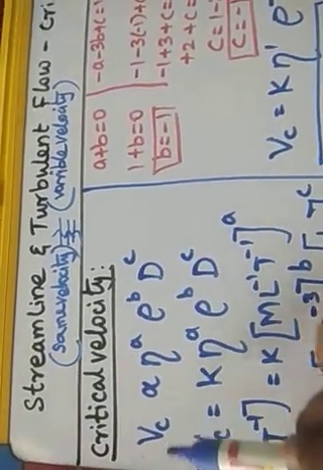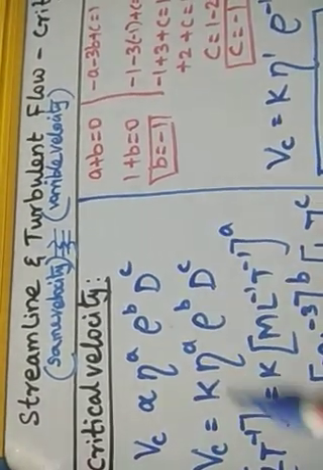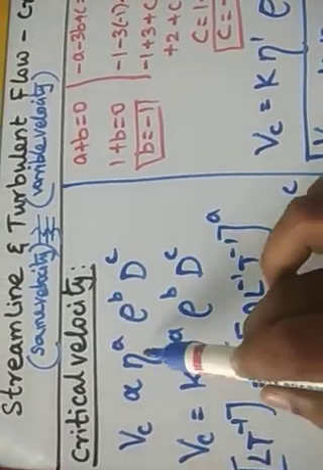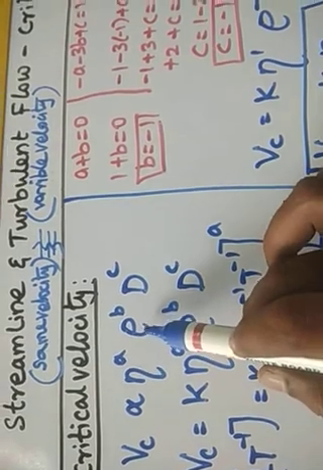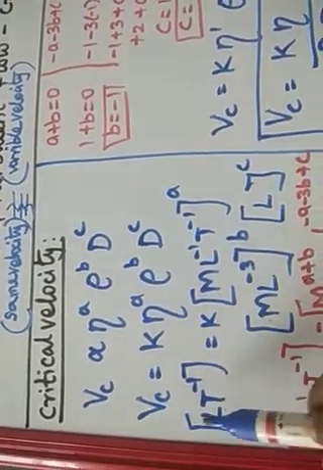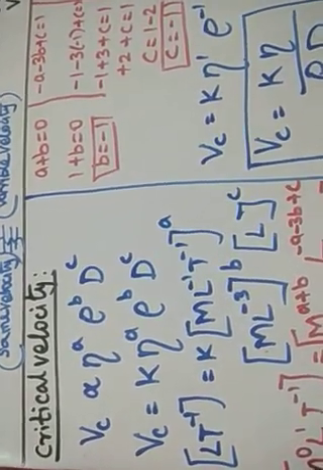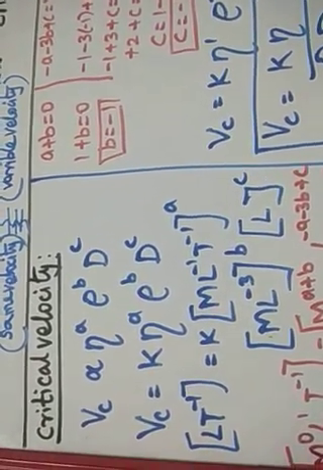The critical velocity of the liquid is directly proportional to the coefficient of viscosity, the density of the liquid, and the diameter of the tube in which the liquid flows. So the proportionality is removed with the constant k. So here also we are going to find the derivation based on dimensional analysis.